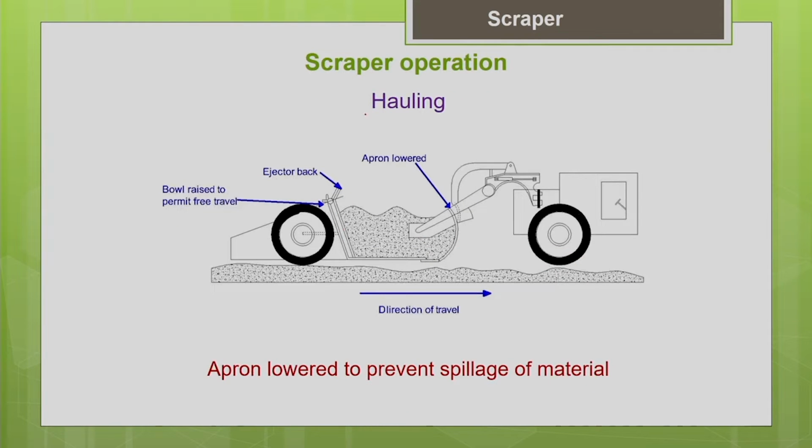Next is hauling. Once your bowl is full, you can just raise your bowl and carry the material in the bowl. You are going to haul it. The bowl is raised so that you can permit free travel of your machine. Now also you can see the ejector is at the rear end only. Now, you are lowering your apron. Why should we lower the apron? So that we can avoid the spillage of the material out of your bowl. The apron is lowered to prevent the spillage of your material during the hauling operation.